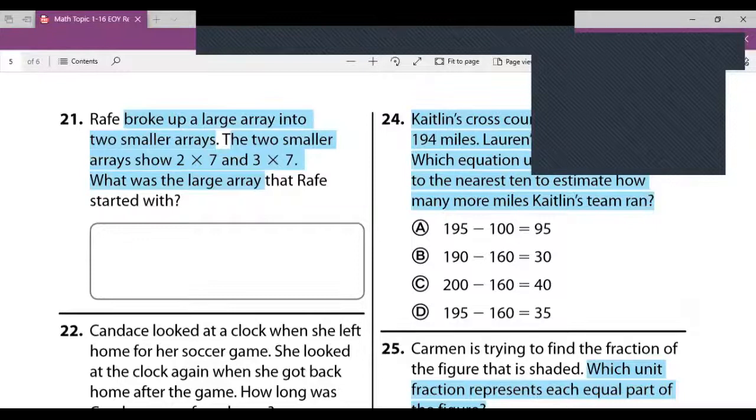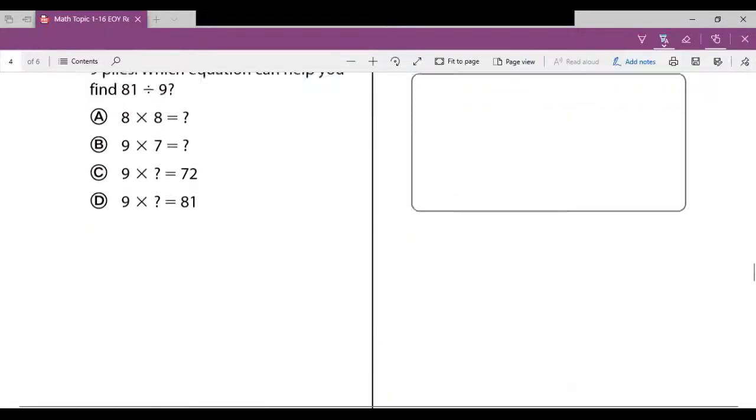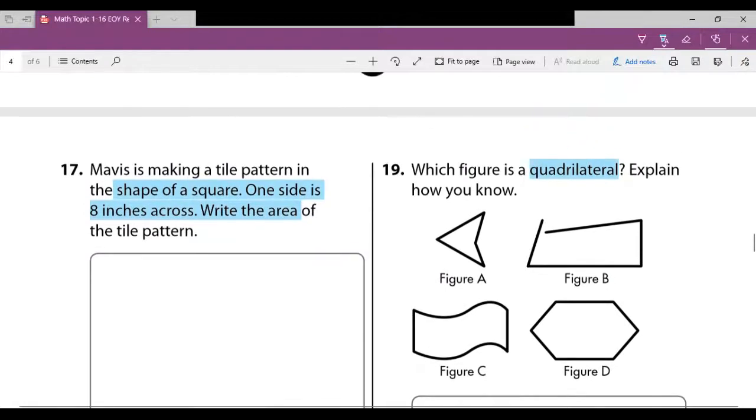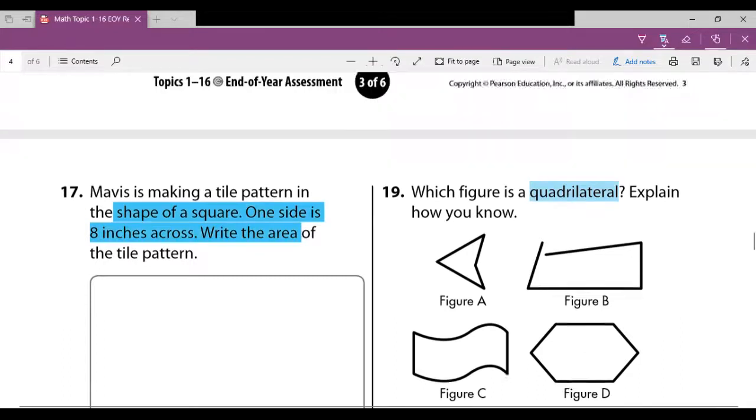All right, I hope you guys enjoyed that video. Now, before we get into things, remember this is the 1 through 16 end of year review, and you should be on page 4 and 5 with me for today. If not, you may need to go back and make sure you have all the other pages finished as we've gone over them already.